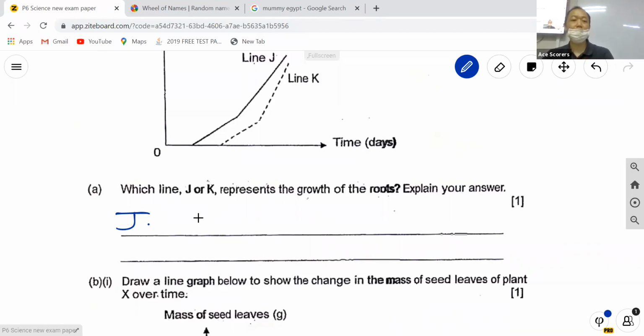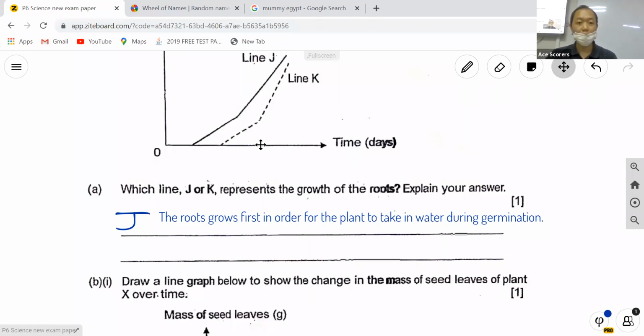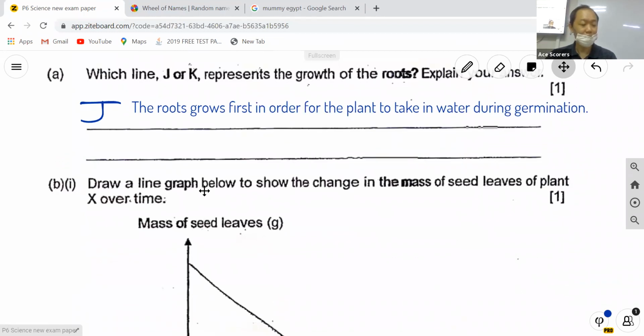Yeah, because the roots always, I only had the root growth first, right? In order for the plant to take in water during germination. Okay, but you got it correct, huh? J, no wonder you don't sing a song, because you know how to do.